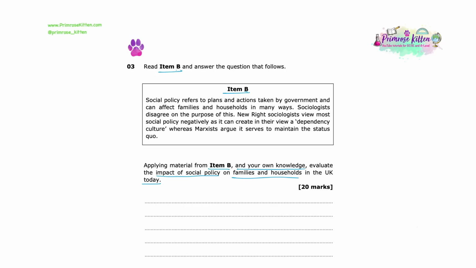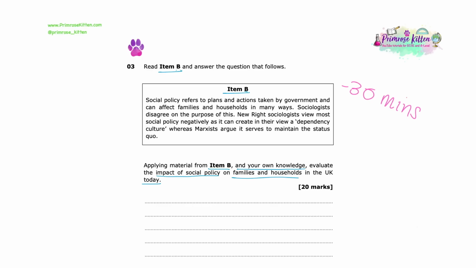As usual, to just remind you of your timings and structure for this one then. So 20 markers, we are going to allocate around about 30 minutes, which includes time to read the item, interpret the item, plan an answer, and then also produce an essay question. So timing is tight on this one.